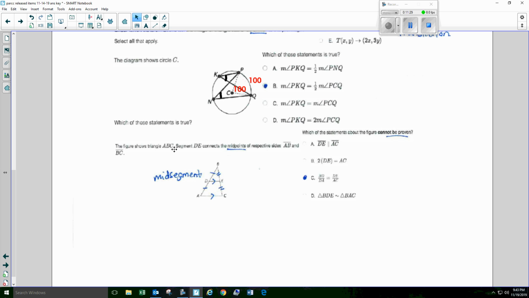All right. In the figure below, DE connects the midpoints, so that means this is a mid-segment, and we talked about that. Those are midpoints, and we know with mid-segments, they're parallel to the base and half the length of the base. Since these are parallel, corresponding angles are congruent, and angle B is congruent to itself. These two triangles, therefore, are similar by AA similarity.